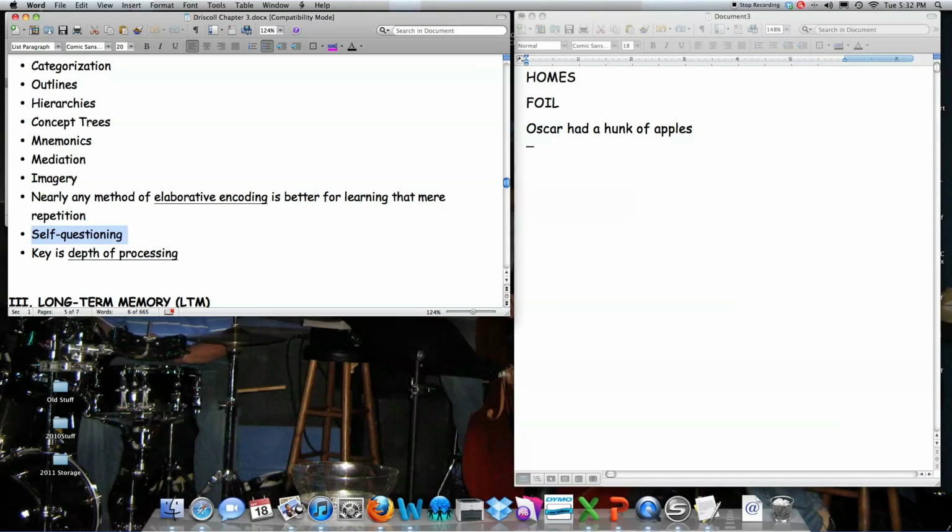Another way to do that is self-questioning. As you go through and read this material, make up your own questions. See if you can figure out what kind of things I might ask or what might be a good question. It's not just a matter of trying to guess what I'm going to ask, but in the process of thinking about writing your own questions and quizzing yourself, you are again elaborating and processing the information deeply.